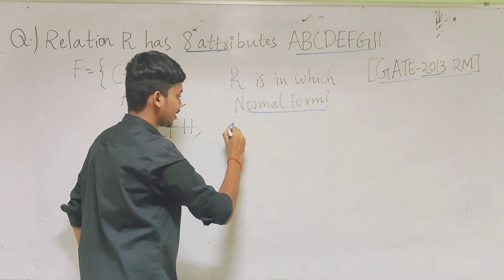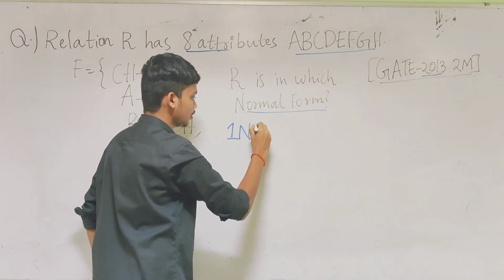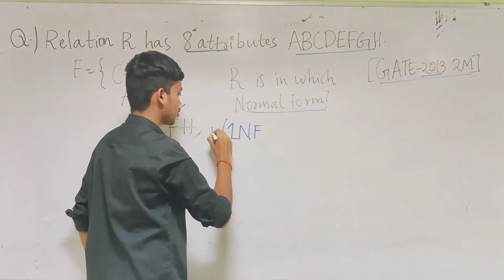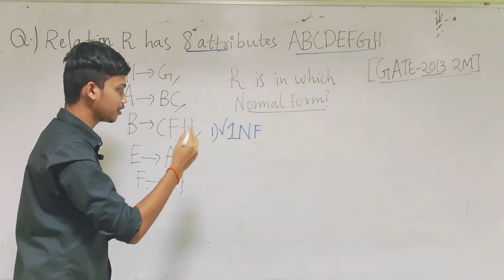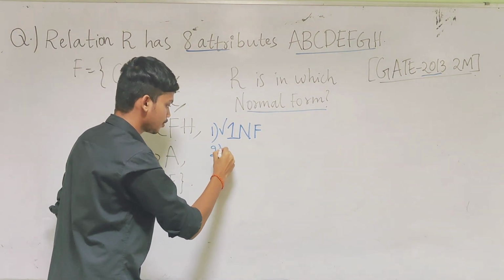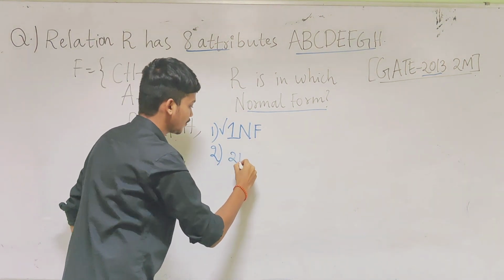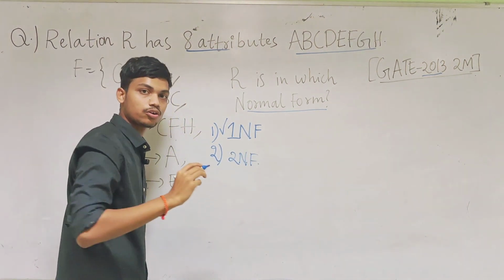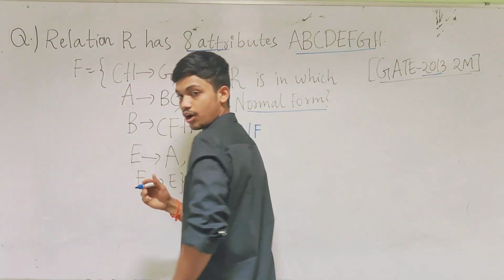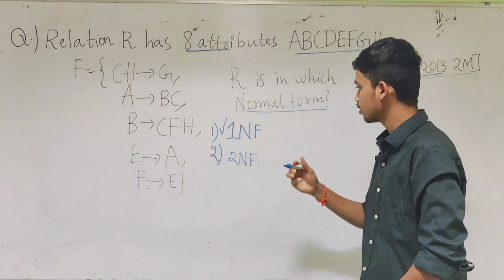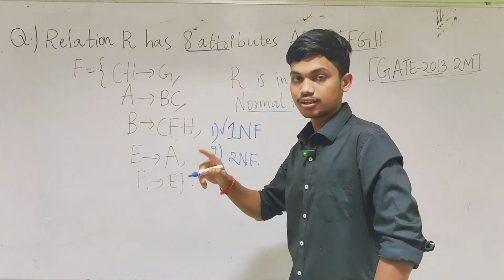If they are given like this, you have to assume that it is already in 1NF first of all. First step, you have to assume it is already in 1NF. And next step, you need to check whether it is in 2NF or not. For 2NF, what do we need to do? We need to find the candidate keys. For candidate keys, there is a method.